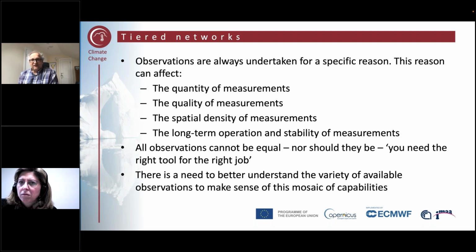But the reason for taking observations can affect the quantity of measurements that are taken, the quality of measurements that are taken, the spatial density of the measurements that are taken, and the long-term operation and stability of the measurements that are being taken. And it follows that all observations cannot be equal, nor should they be. You need the right tool for the right job. There's no point having a very expensive, very high quality observation if you do not need it for your particular application. So there is a need to better understand the variety of available observations and to make sense of this mosaic of capabilities. And as a community, we've been trying to push this for a while.